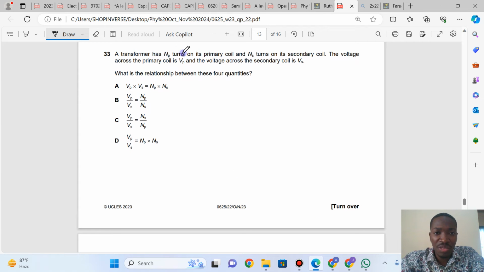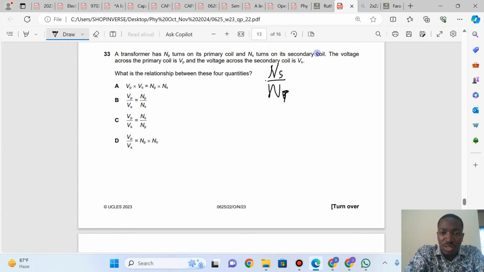A transformer has NP turns on its primary coil and NS turns on the secondary coil. The voltage across the primary coil is Vp and the voltage across the secondary coil is Vs. What is the relationship between these two quantities? Well, from the transformation ratio or turns ratio, the number of turns in the secondary divided by the number of turns in the primary will be equal to what? It is equal to the voltage across the secondary coil divided by the voltage across the primary coil.